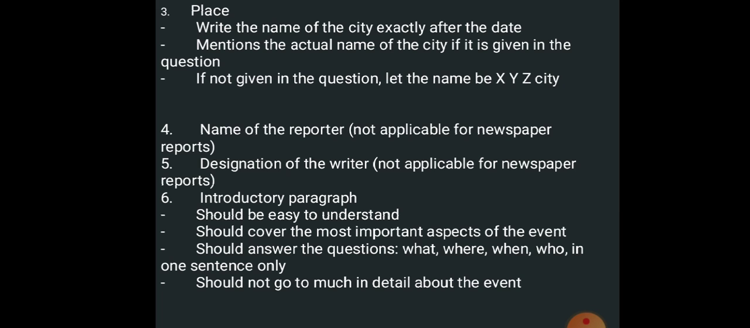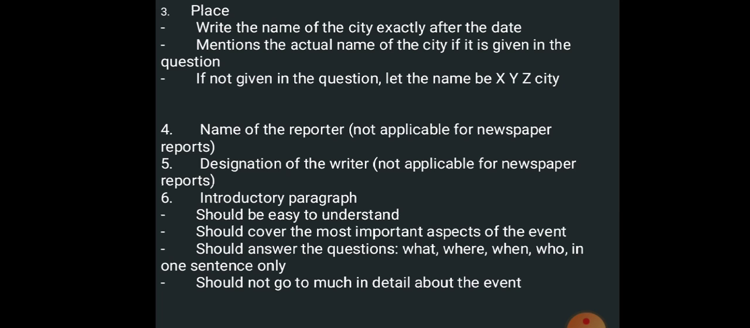Name of the reporter, that is, who is writing the report. It is not applicable for newspaper reports. Designation of the writer, that is, what is the designation of the person who is writing the report. It is not applicable in the reports which are for newspapers.